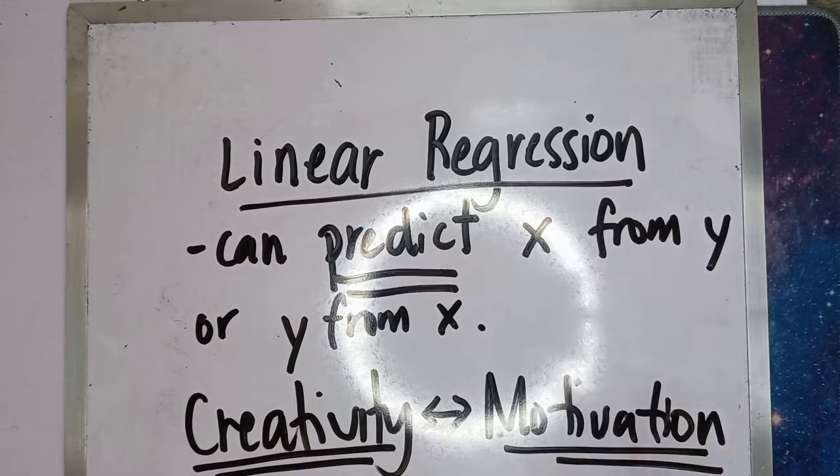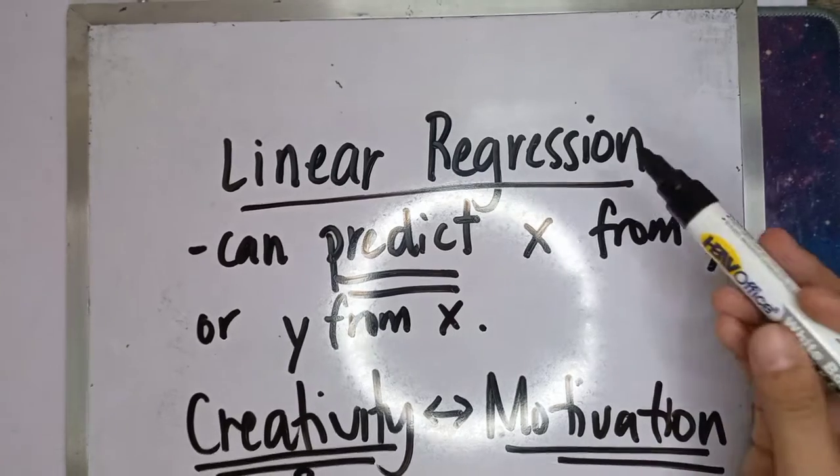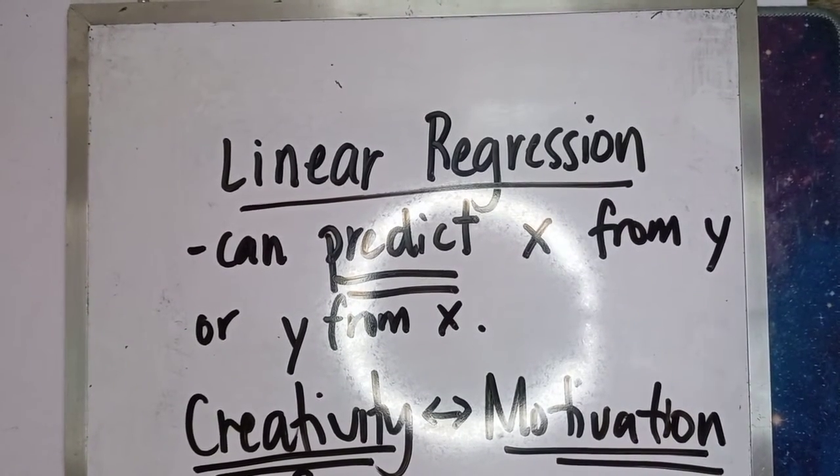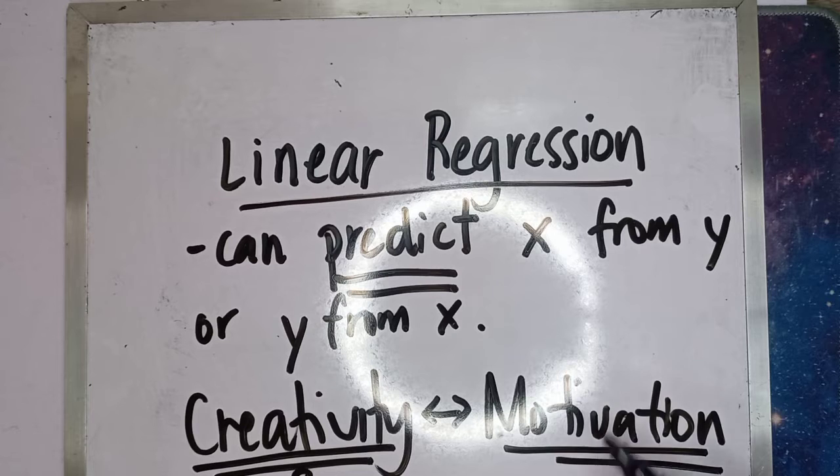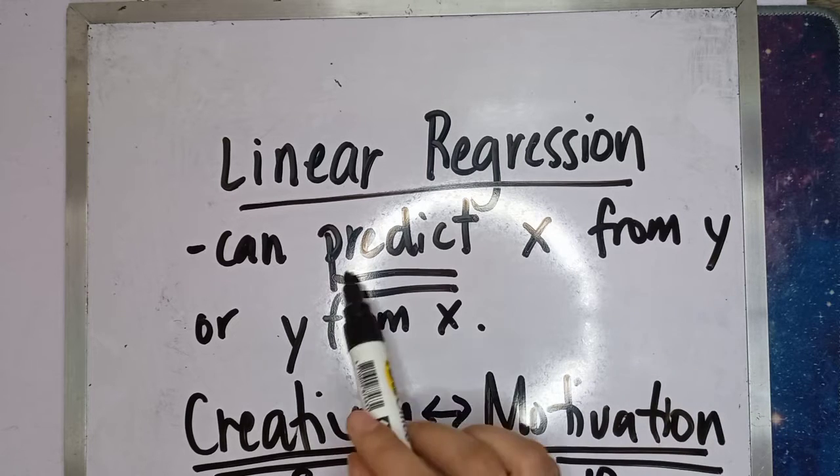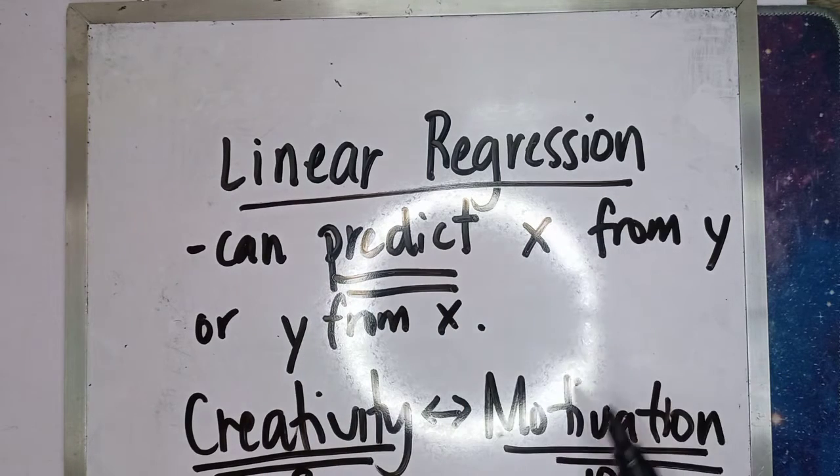Halimbawa, after determining the formula in the linear regression or the result, for example, we have 8 as our score in creativity. Since meron ng equation na nabigay si linear regression, malalaman natin kung ano yung possible result ng kanyang motivation. For example, if 8 ang creativity, more likely ang motivation niya would be 10. That is the purpose of linear regression.